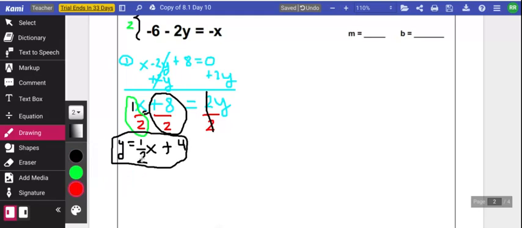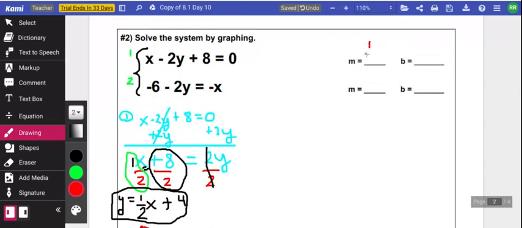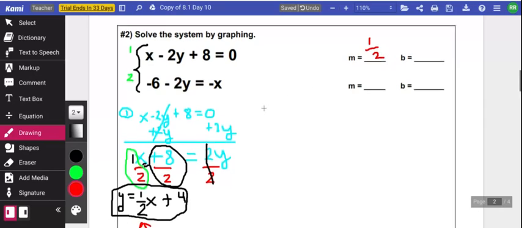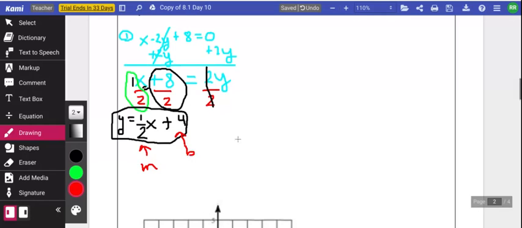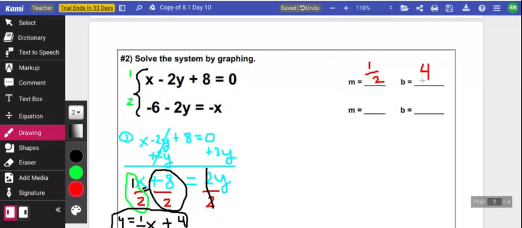Now you can identify m and b. M is the number in front of x, and so that is 1/2. So this is 1 over 2, 1/2. And b is this constant term, which is a positive 4. So b is 4. Let's go ahead and graph this line.